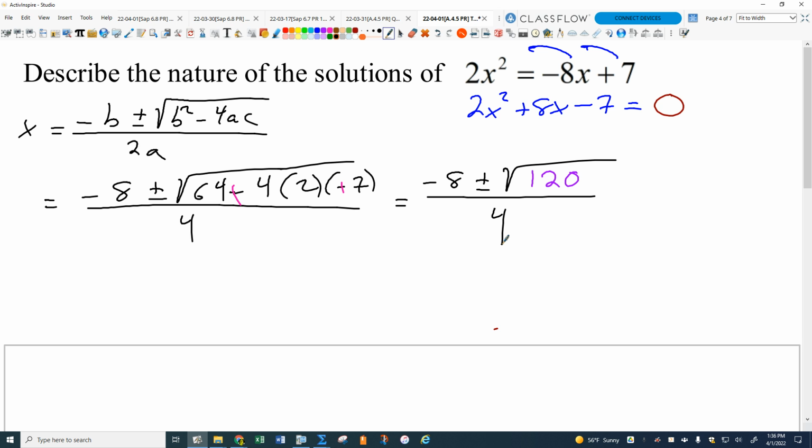Oh, and by the way, how many am I getting? 2. How come 2? Plus or minus. So I'm getting 2 of those. Okay, so right away we know we're getting 2 real solutions. Let's keep going, though, and see if we can even say something more specific than that.